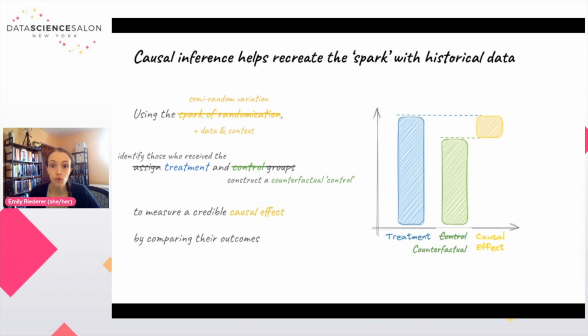We can then strive to recreate that magic of randomization by supplementing this semi-random variation with reams of historical data, statistical techniques, and domain-driven assumptions. Ultimately, this allows us to construct a counterfactual pseudo-control group that we can compare to the treatment group in the same way we would have as if we'd run that experiment.